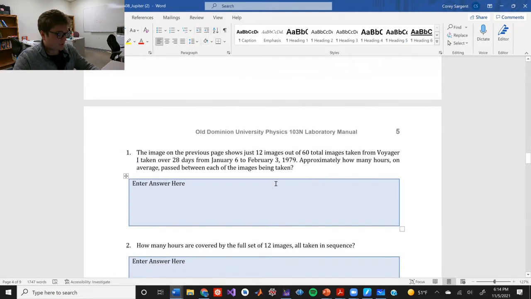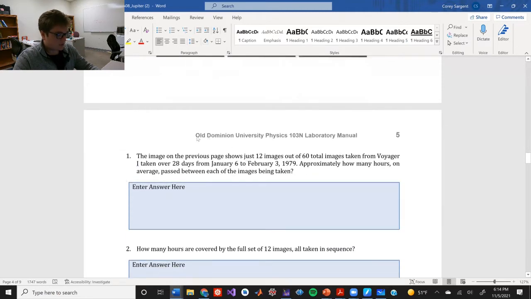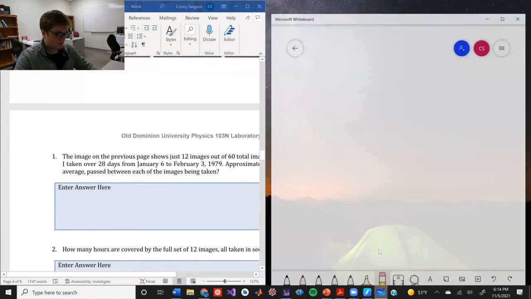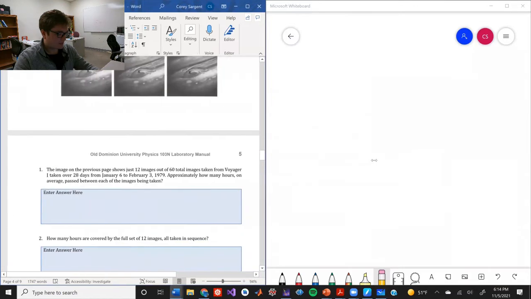So question 1. Question 1 says the image on the previous page shows 12 images out of 60 total images taken over 28 days. Approximately how many hours on average pass between each of the images being taken? Let's get up a whiteboard app. We want how many hours on average passed, and we have a total amount of time. The total amount of time is 28 days.